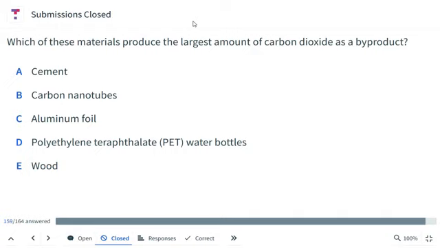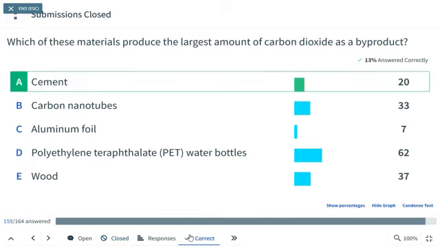Okay, let's see the answer. Ah, interesting. Okay, for the 13% that answered correctly, does any one of you know the actual amount that's put out? Or did you just guess it because it was A?